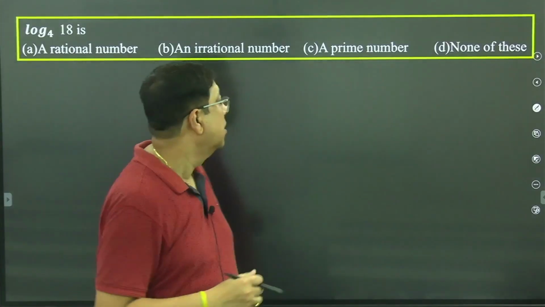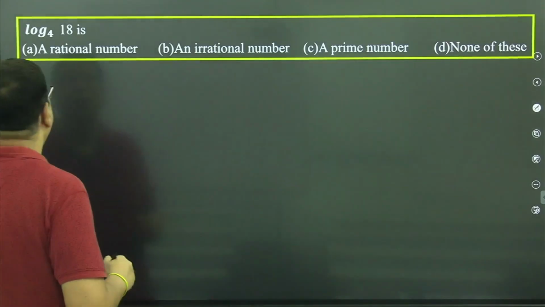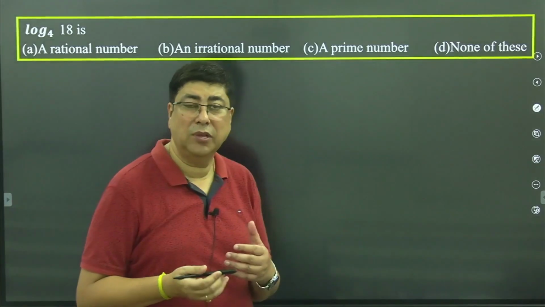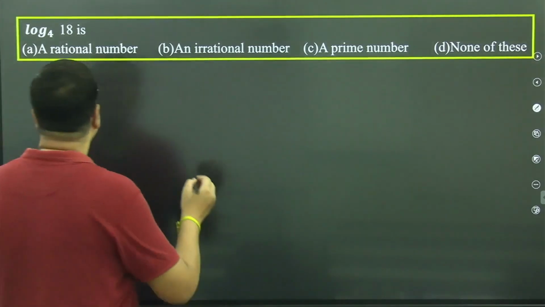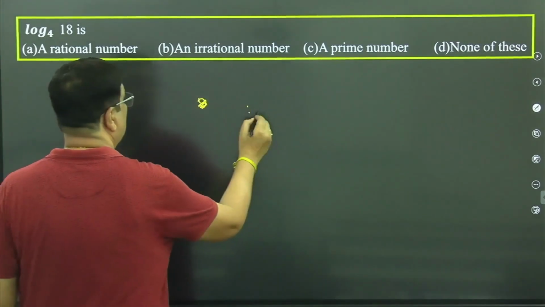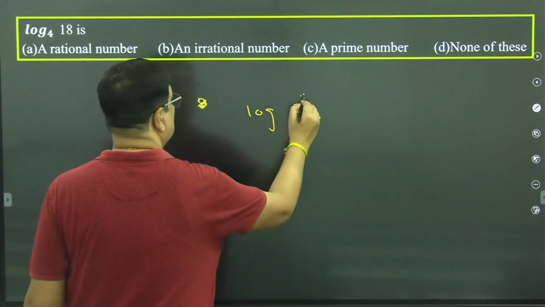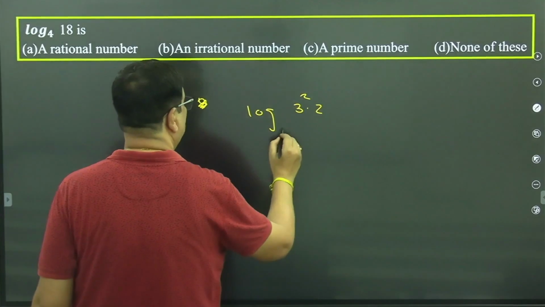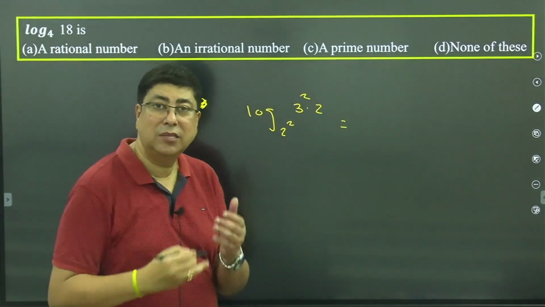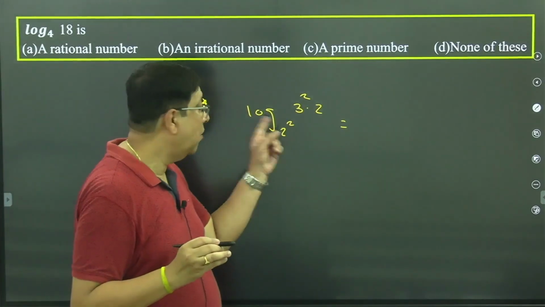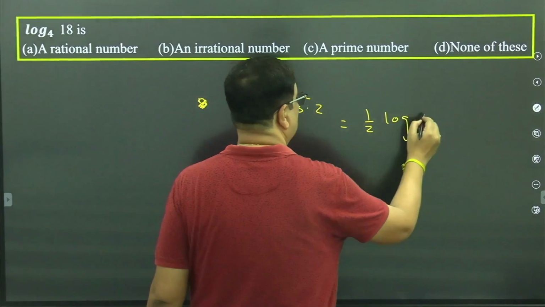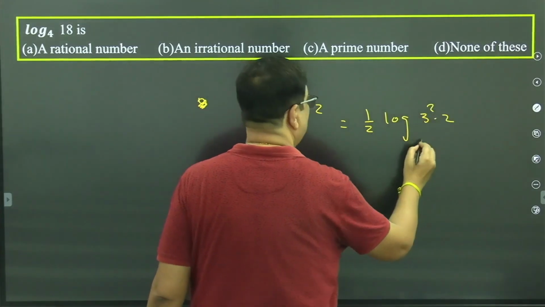Let's start again. So in this case, log 18 base 4, is it rational or irrational, all these types of things. So let's calculate. Okay, let's calculate once. 18 is 3 square into 2, base 4 is 2 square. So we can apply that the power of the base comes outside. So we can write this as half log 3 square into 2 base 2.